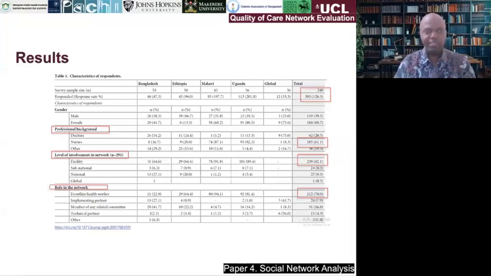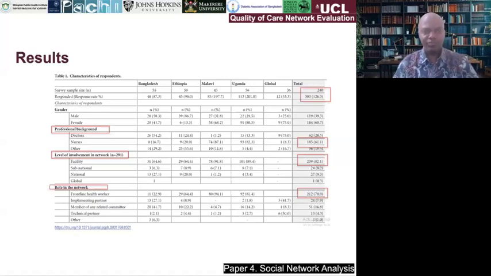So as part of the results, this table shows the characteristics of the respondents. Respondents were categorized by professional backgrounds, level of involvement in the network, and their role within the network. The overall sample size was 303 participants, meaning respondents, which was about 126% response rate. This was due to the snowballing approach that was used, and there were variations across countries. So these 303 participants identified about 566 actors that were engaged within QCN, ranging from 89 in Ethiopia to 211 in Uganda.